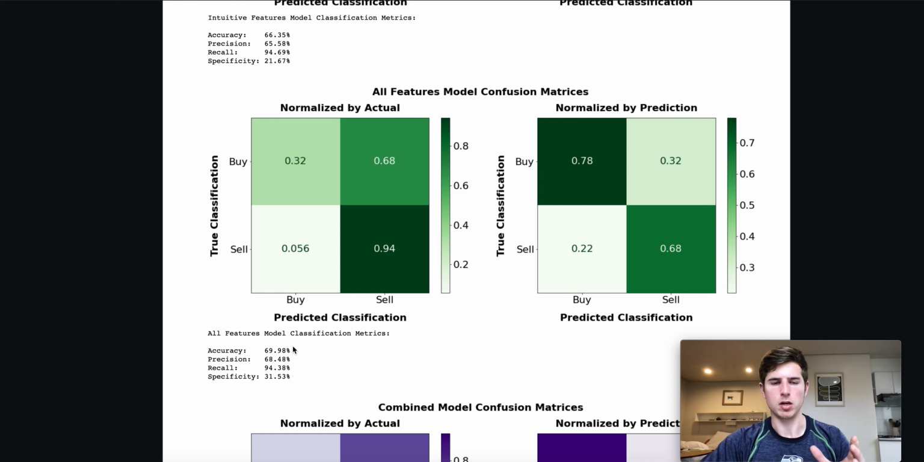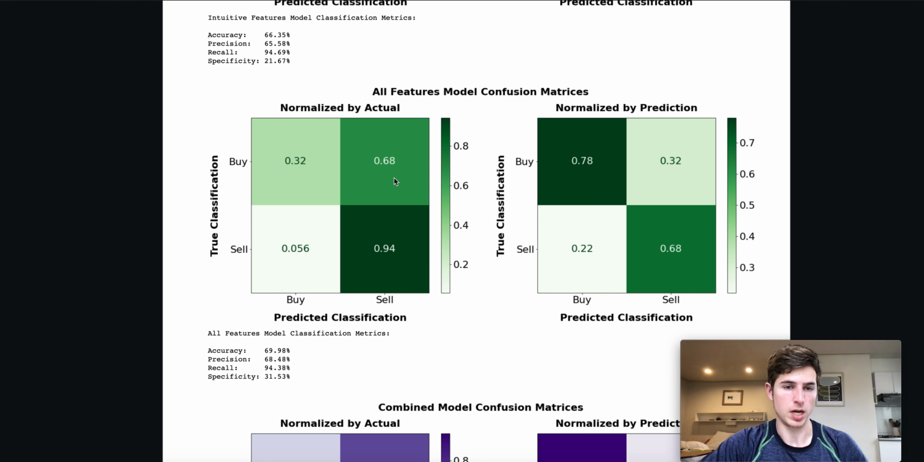It's easier if you just kind of go through the matrix. So let's start on the left here. This is normalized by actual, which means that the rows add up to 100%. And so true classification is on this left here. So what this means in this bottom right corner, for instance, is that when it truly was a sell opportunity, meaning that the price went down in the next week, the model said to sell 94% of the time. So the model was right when it was time to sell generally.